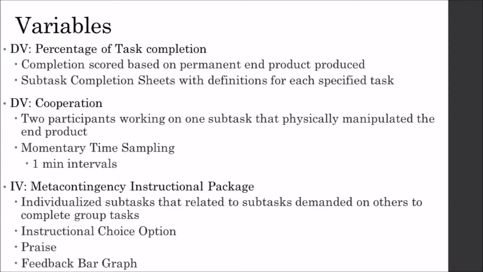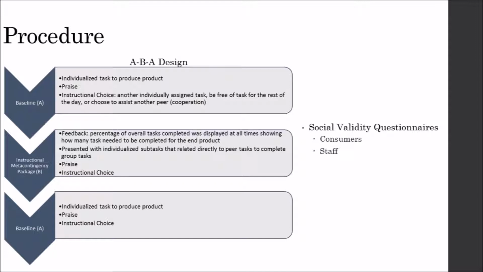The independent variable in the study was a meta-contingency instructional package, which consisted of 4 main parts. The first part was interrelated subtasks that depended on others to complete specific group tasks. Instructional choice option, praise, and a feedback bar graph that was displayed during all sessions were also parts of the instructional package. Due to the constraints of the setting, an ABA reversal design was used for analysis of the experiment. Experimenters ended on the A phase due to meeting the requirements of the rehabilitative program.